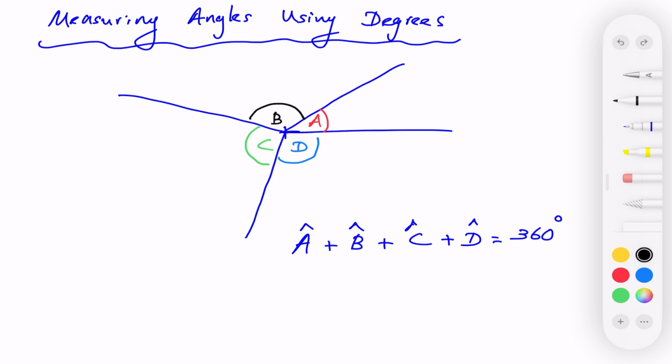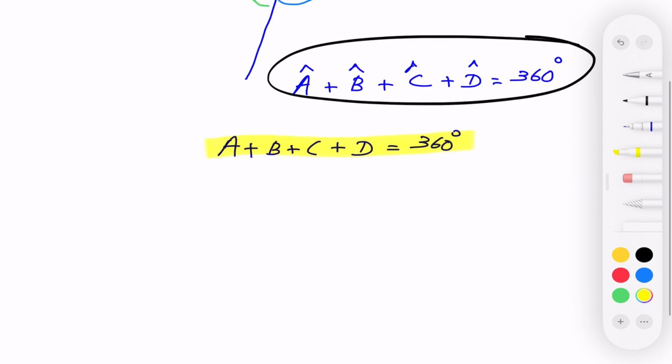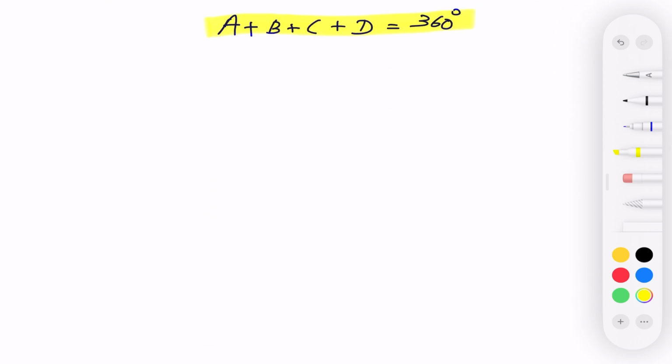Now, because of those two reasons, we can write down this statement simply as angle A plus angle B plus angle C plus angle D being equal to 360 degrees. Please note that I used uppercase letters and I did not use the angle symbol. All right, now let's move on to further discussions on degrees.